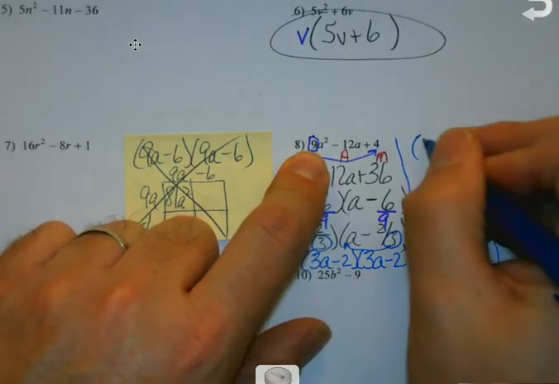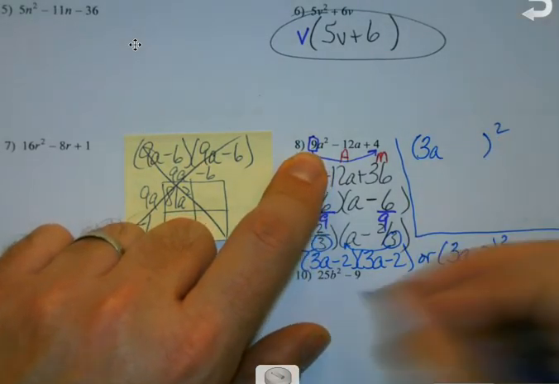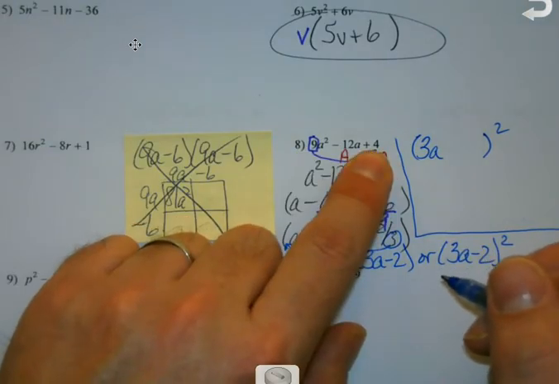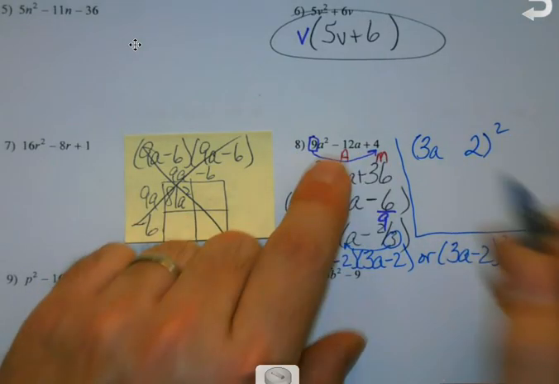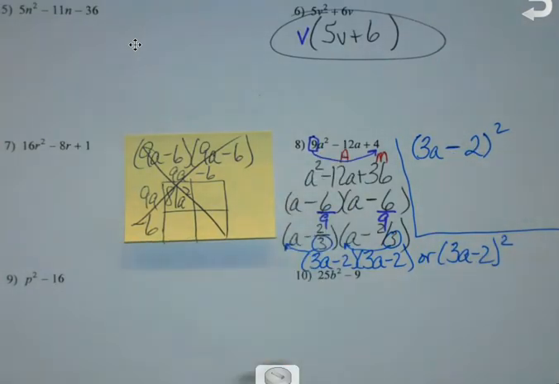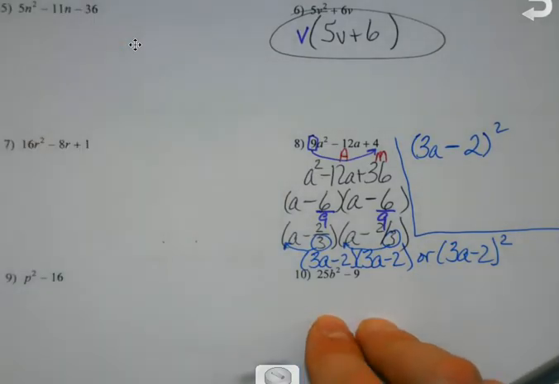3, so 3a. Because I square 3 to get 9 and a to get a squared. What do I square to get 4? 2, and then you just steal the sign from the middle. Same thing. Either one works though. This isn't always just about speed, it's about getting it right. So in this case, either one of those is going to get me to the right answer.